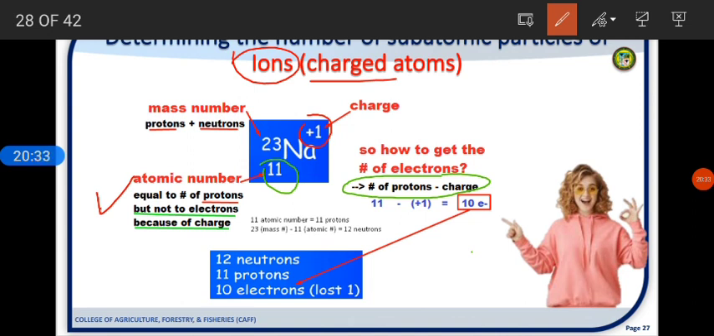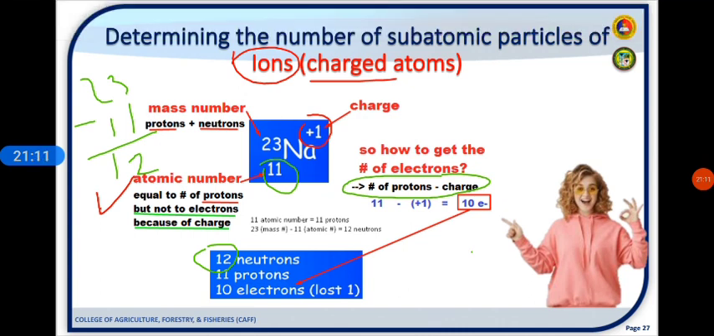So neutrons here, how did you get 12? Because we have 23 minus 11, then we have 12. So that is why our neutrons is equal to 12. And our protons, since we have 11 for atomic number, then the protons is also 11. Then how did you get the number of electrons? Simply the number of protons minus charge. Yeah, it's very easy, right?